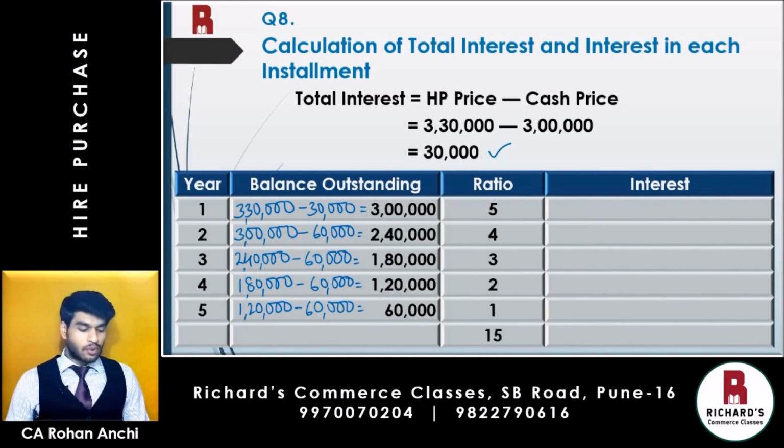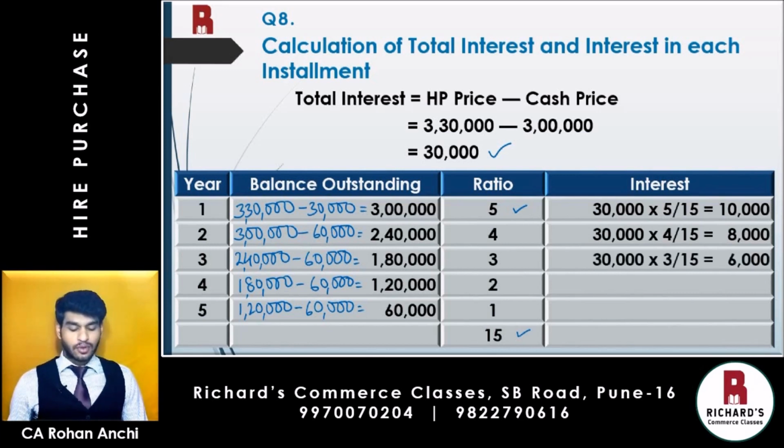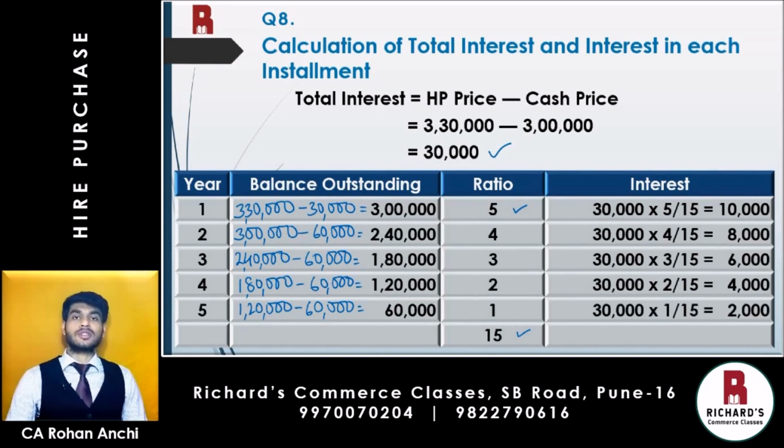For year number 1, what will be the interest apportioned there? It will be 30,000 rupees into 5/15. For year 1, 30,000 into 5/15 will give us 10,000 rupees interest for year 1. Continuing further, for year 2, it will be 30,000 into 4/15, 30,000 into 3/15 for year 3, 30,000 into 2/15 for year 4, and finally 30,000 into 1/15 for year 5. So there we have interest for each year: 10,000, 8,000, 6,000, 4,000, and finally 2,000 rupees.